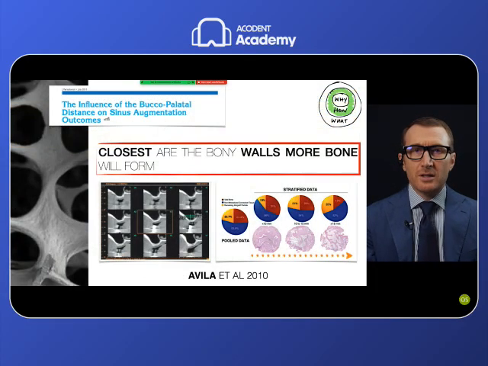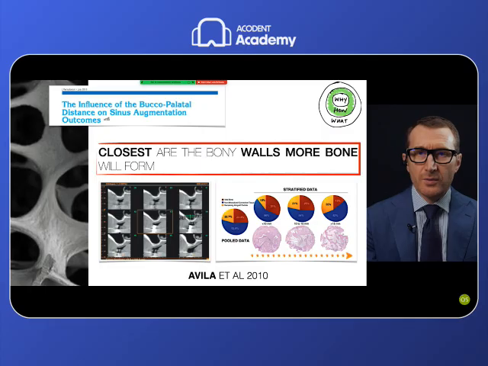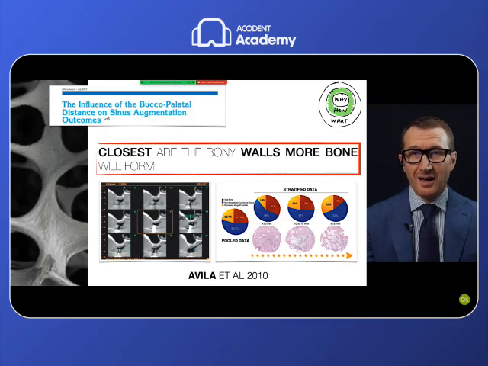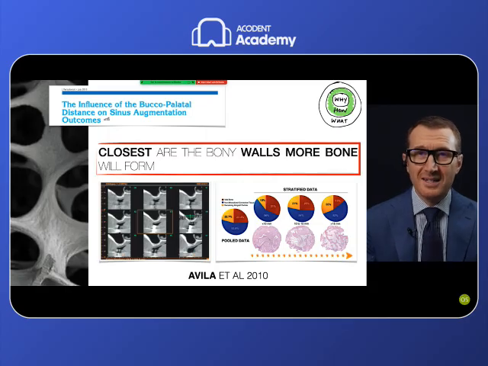Then the other important point has been demonstrated in this PhD work by Gustavo Avila in 2010, talking about the sinus, which is, from a clinical point of view, a different scenario compared to the GBR we have been talking about now.